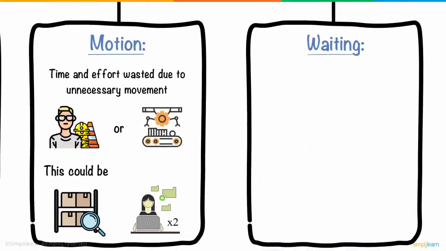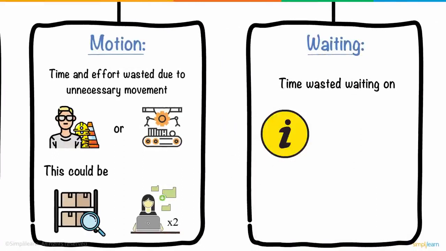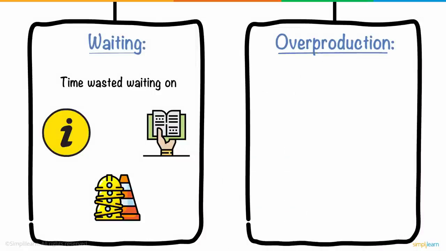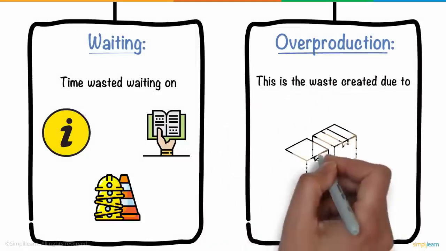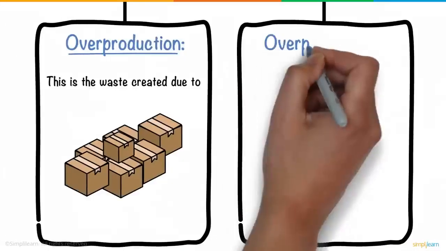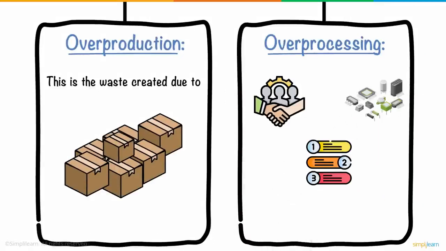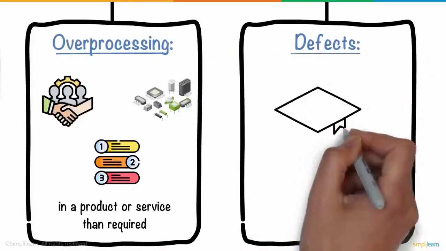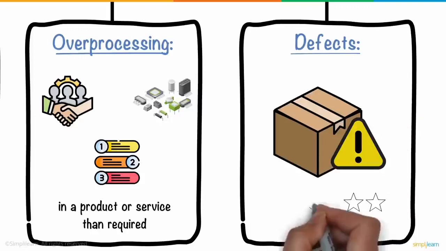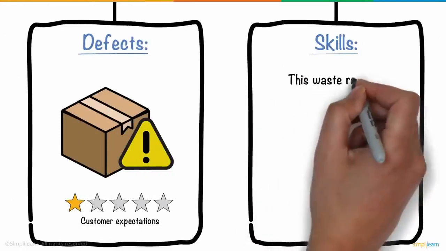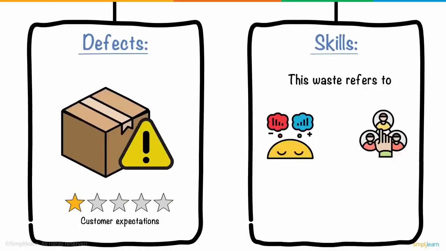4. Waiting. This can be time wasted waiting on information, instructions, materials, or equipment. 5. Overproduction. This is the waste created due to producing more products than required. 6. Overprocessing. It refers to more work, more components, or more steps in a product or service than required. 7. Defects. This is the waste originating from a product or service that fails to meet customer expectations. 8. Skills. This waste refers to the waste of human potential, underutilizing capabilities, and delegating tasks to people with inadequate training.